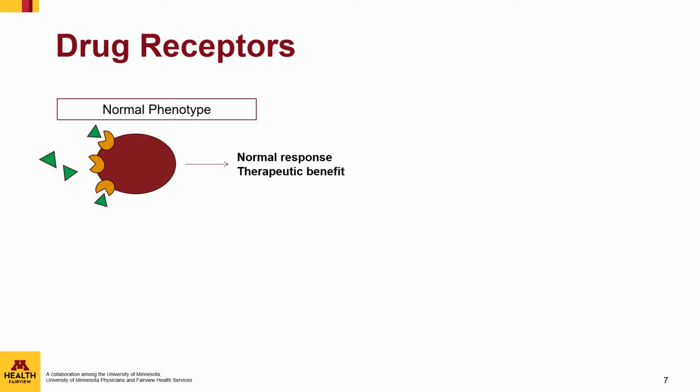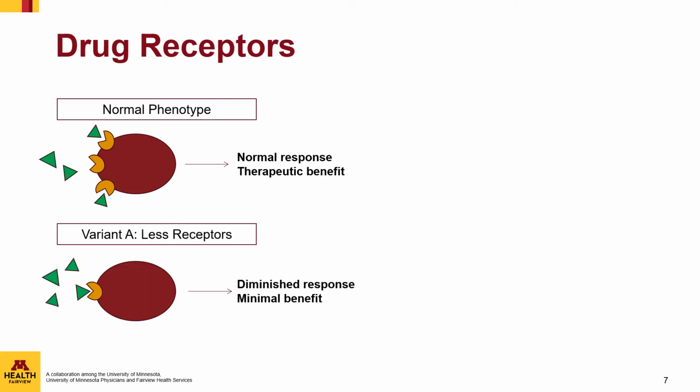As mentioned on the previous slide, we know that genetic variations may impact drug efficacy by altering receptors and binding sites for various medications. Here is an example of someone with a normal, or the most common genotype that codes for a drug's receptors, resulting in the normal phenotype. We would expect a patient with this phenotype to achieve therapeutic benefit from the drug.